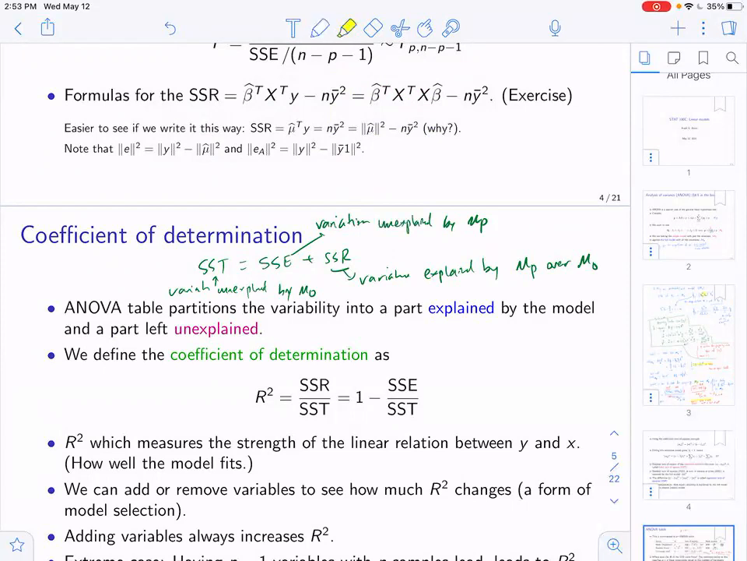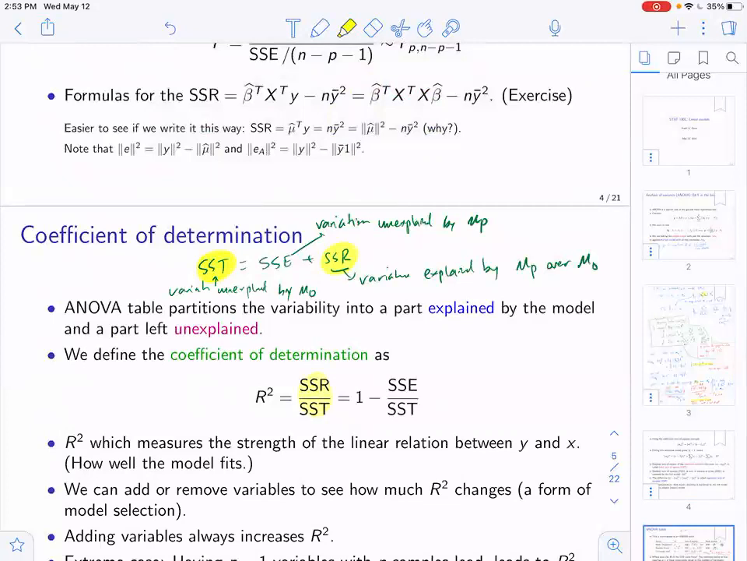And so the ratio of the variation explained by MP over M naught, divided by the total unexplained variation by M naught, is called the coefficient of determination. So part of that unexplained variation in M naught is picked up by MP. So that's this part, and the rest is still unexplained. The part of SST, the unexplained variation left out by M naught, that's picked up by the regression model, is called the coefficient of determination.